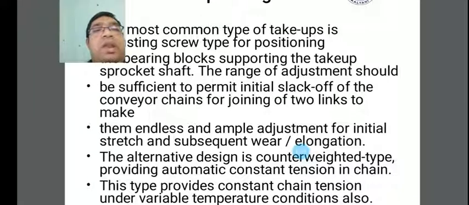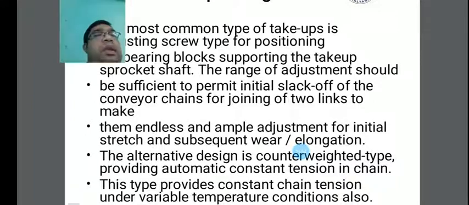The alternative design is the counterweight, because a long or larger weight will be concentrated on your chain, but it will not be handled properly. This will be the difficulty. For this, the alternative design required is the counterweighted type, providing automatic constant tension in the chain. This will be providing automatic constant tension in the chain.